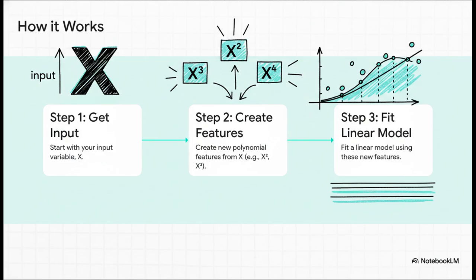So, how does this actually work under the hood? It's a surprisingly clever trick, actually. We start with our plain old input variable, x. Then we create new features just by taking x and raising it to different powers. So we get x squared, x cubed, and so on. And here's the really cool part. We then fit a standard, normal, linear regression model using all those new features as our inputs. So even though the final result is a beautiful curve, we're still using the good old engine of linear regression to get there. It's pretty smart.